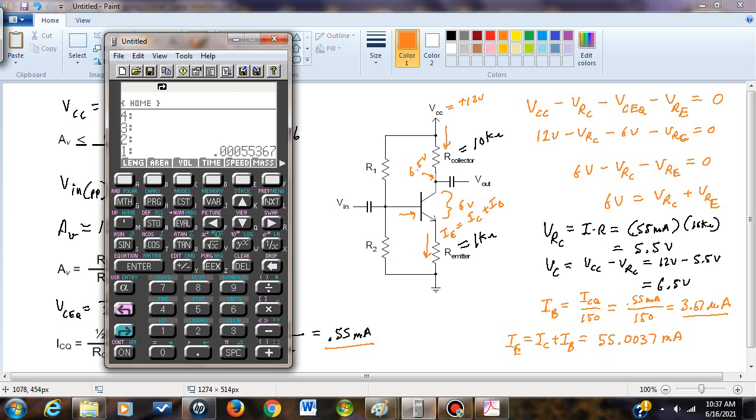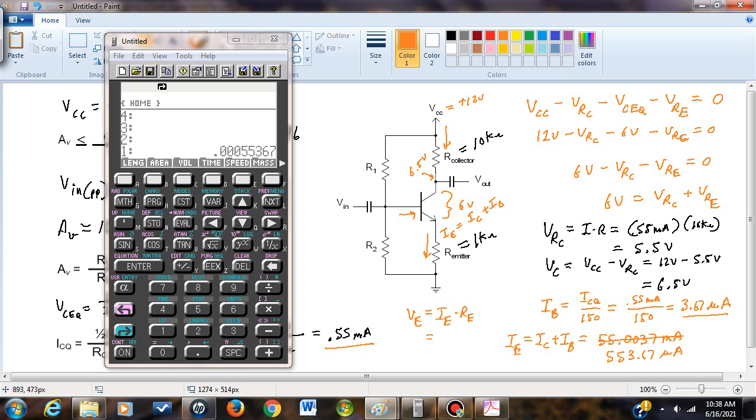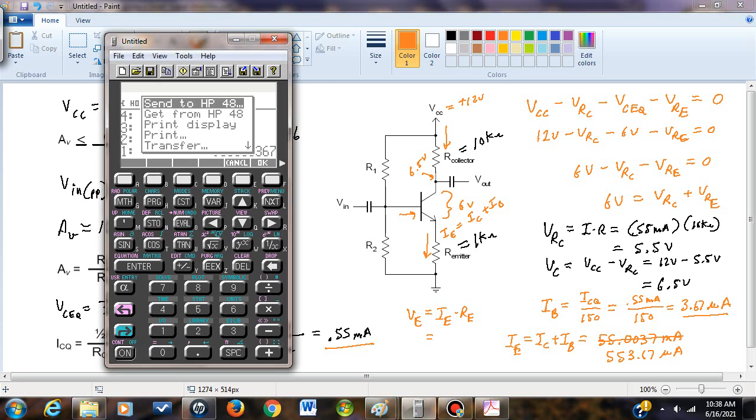Excuse me, I needed to redo my equation because this value is incorrect. It is 553.67, and that's going to be microamps. Now, taking that value of IE, we can figure out VE. VE is equal to IE times the emitter resistance. So knowing what IE is, since we just solved for it, and taking the emitter resistance, which is 1K, let's go ahead and figure out what the voltage drop is here.